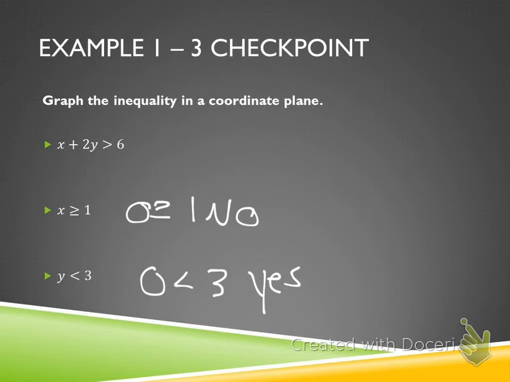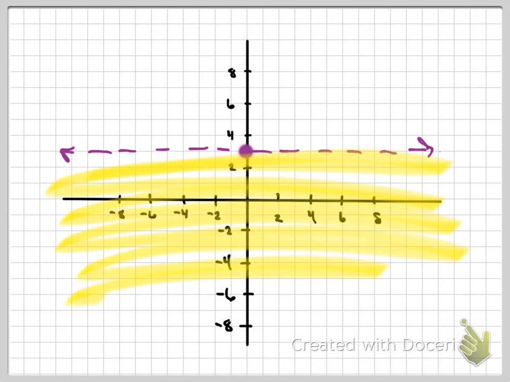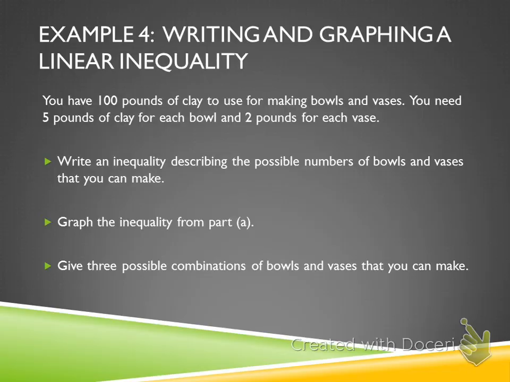Okay, and I do want to see this work for your test point. I want to see this work on your regular paper for your test point. And since it is true, then I shade the region that included my test point. The bottom part. All right, who got those two right? Awesome, good job. One more example, example 4.